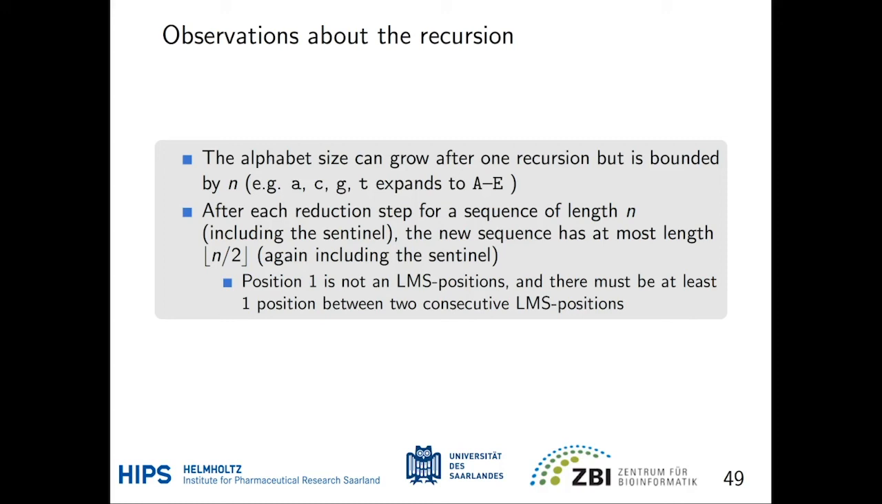And after each recursion step, the length of the reduced text decreases because there is only a limited number of possible LMS positions in the text, for obvious reasons. First, the first position is not an LMS position because there is nothing to the left of the first position, and there must be at least one position between 2 consecutive LMS positions. Otherwise, the second one is not going to be the leftmost, right?